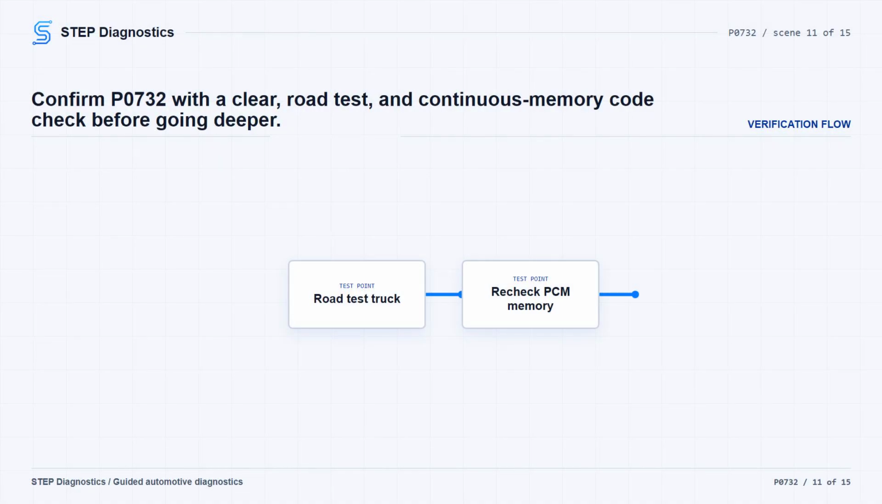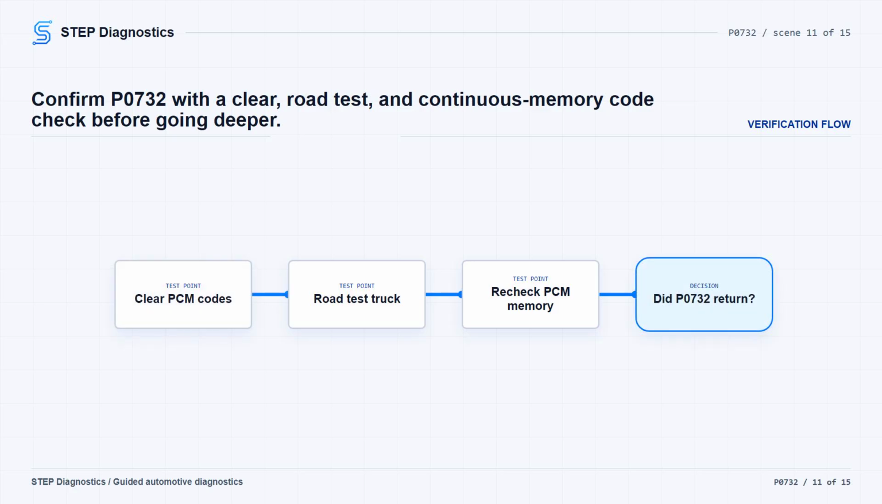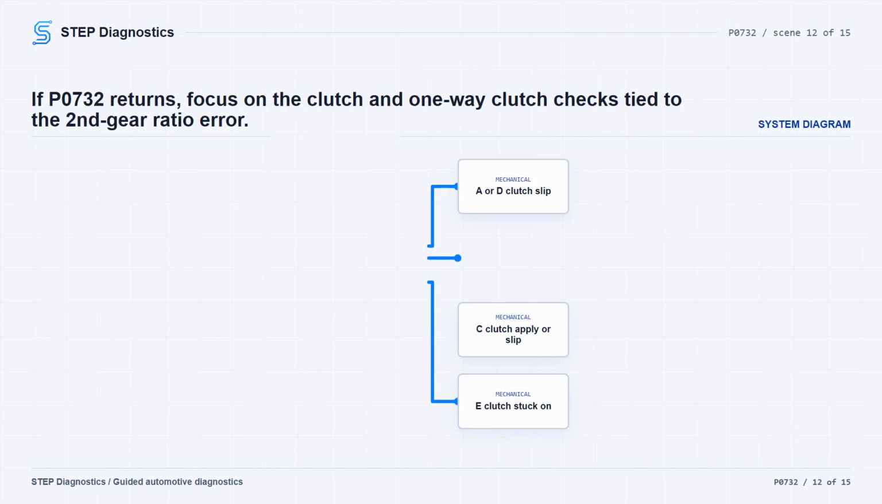For P0732 itself, do not make the call from an old memory code alone. Turn the ignition on, clear the codes from the PCM with the scan tool, road test the truck, and then retrieve the continuous memory codes from the PCM. The decision point is simple. Did P0732 come back or not? If P0732 is present again after the clear and road test check, move into the transmission checks for the elements involved in this second gear ratio error.